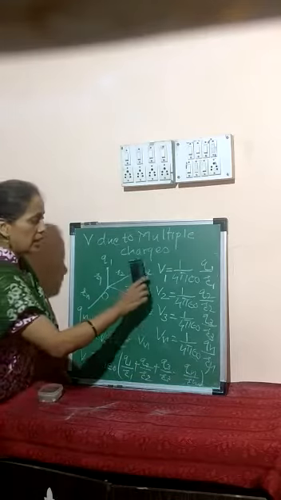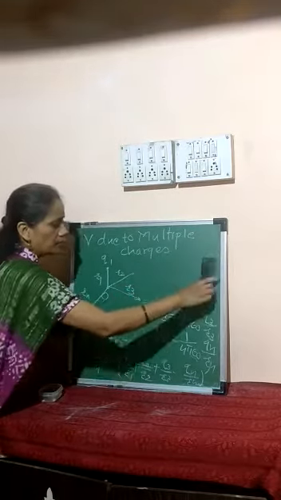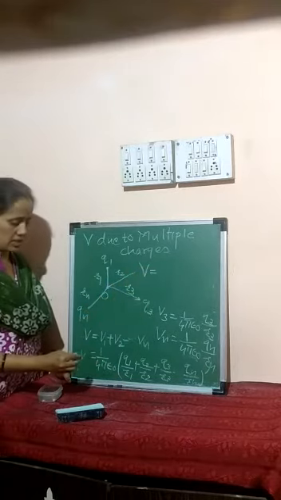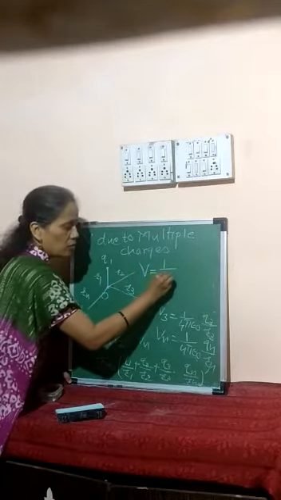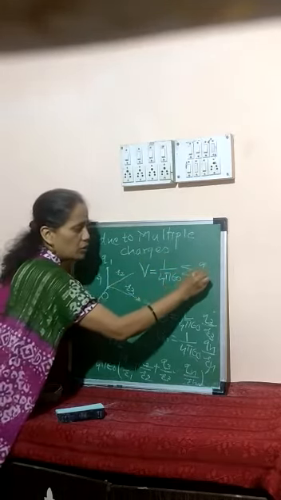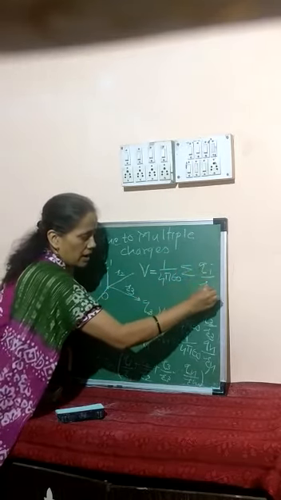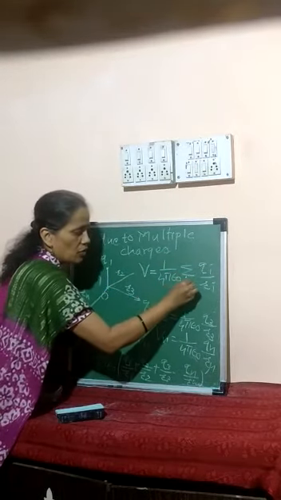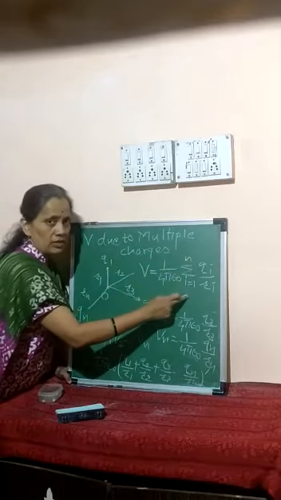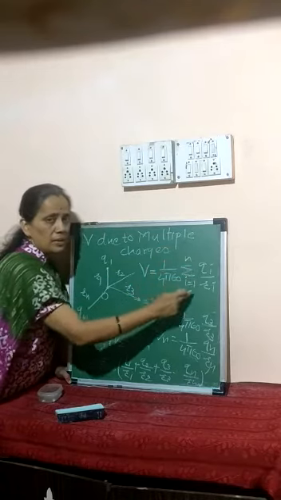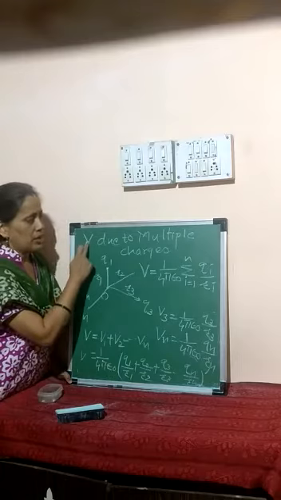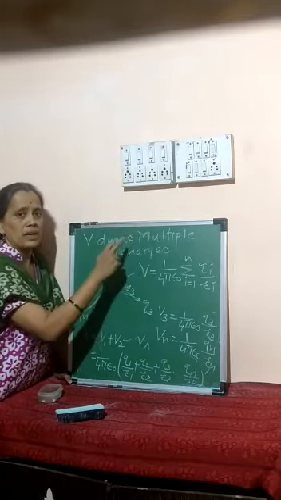The same equation I can write in generalized form: electric potential due to multiple charges can be written as 1 upon 4 pi epsilon naught summation of Qi upon Ri, where i stands for 1 to n. And if the charge distribution is continuous, then this summation will be replaced by integration. So this is about electric potential due to multiple charges.